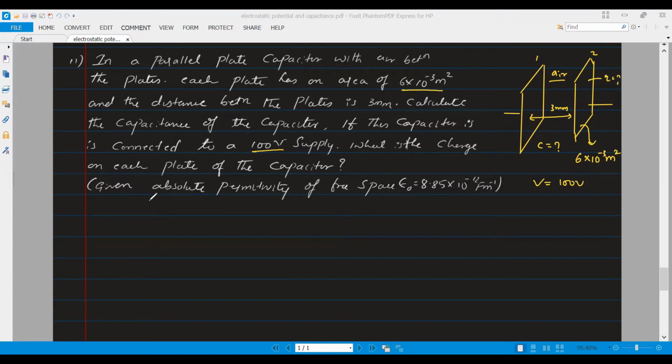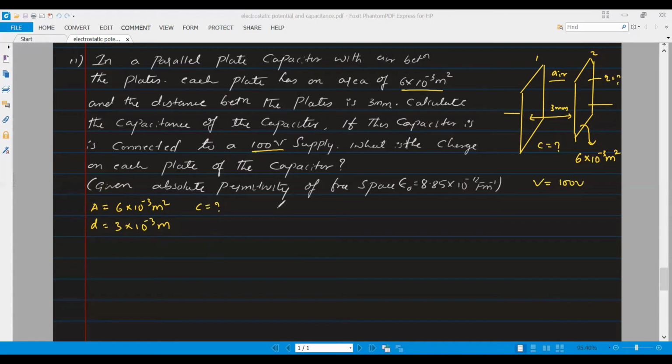So let us go for this. Given things is now permittivity of the free space is given, that is 8.85 into 10 to the power of -12 per meter. Given things note ಮಾಡ್ಕೊಳ್ಳೋಣ. A is equal to, that is area of plate, 6 into 10 to the power of -3 meter square. Next, distance between the plates is given, that is D is equal to 3 millimeter, 3 into 10 to the power of -3 meter, and we have to calculate the value of C.